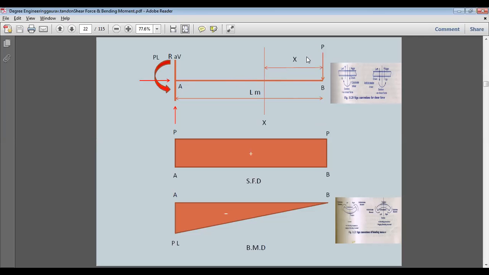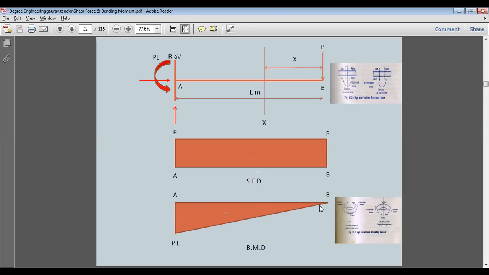into L. If it's 10 Newton and 20 meters, so 10 into 20, 200 Newton meter will be the maximum bending moment. And this 200 Newton meter bending moment will be represented in terms of distance. So this will be 20 millimeters. So we'll draw this length of span 20 millimeter, and this one is 20 millimeter, and we will join from here to here. So this will be a first degree line.